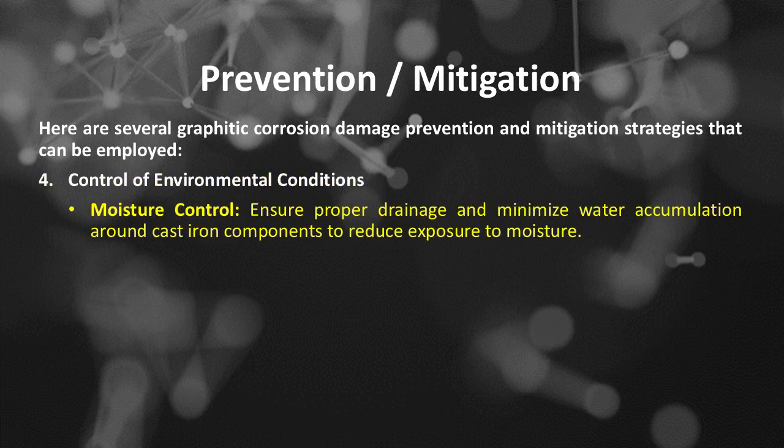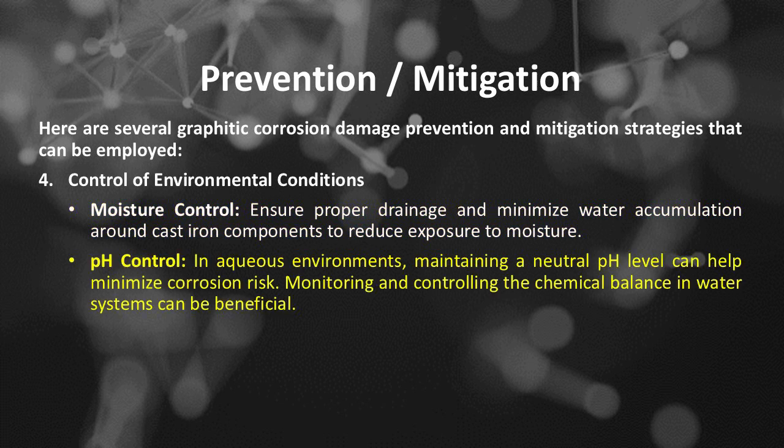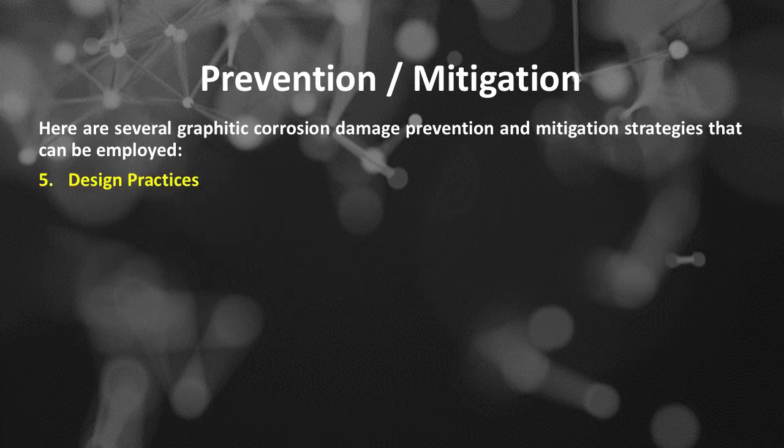Moisture control. Ensure proper drainage and minimize water accumulation around cast iron components to reduce exposure to moisture. pH control. In aqueous environments, maintaining a neutral pH level can help minimize corrosion risk. Monitoring and controlling the chemical balance in water systems can be beneficial. Number 5 is design practices.